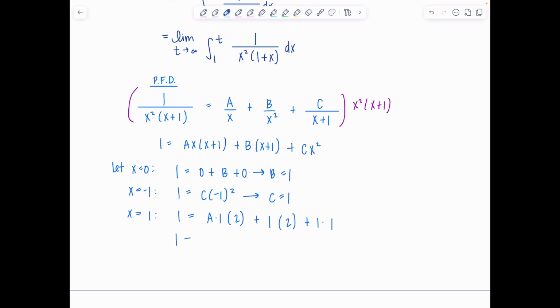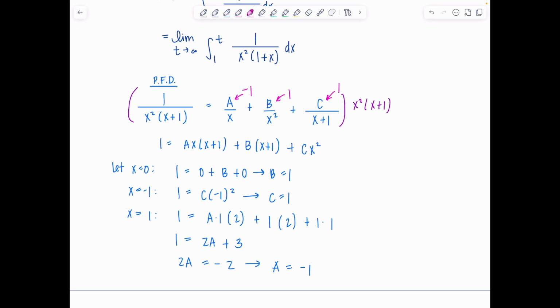Ooh, look at us, so fancy. So 1 is 2a plus 3, so 2a is negative 2, so a is negative 1. Okay, so we're ready to roll. I know this is going to be negative 1. Sorry, guys, that was the ugliest arrow I've drawn in my life. B is 1, and C is 1.